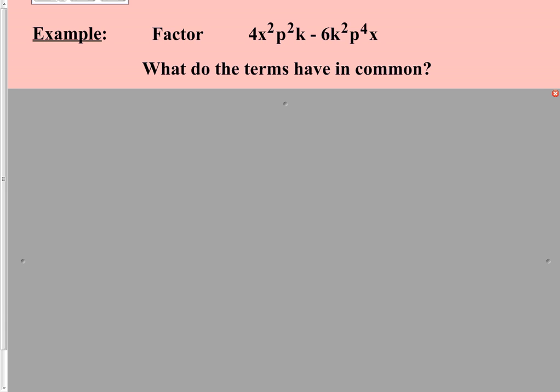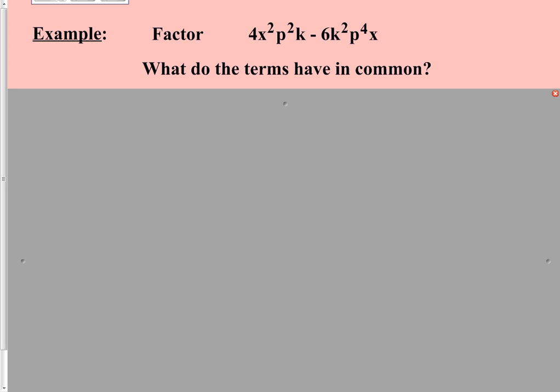Okay, start off with the coefficients. 4 and 6. Do they have a factor in common? Absolutely they do. They're going to have a 2. They can both give up a 2. Okay, now just start looking at the variables. First variable I see is an x. Are they going to have any x's they can give up? Yes, both of them have an x they can give up. Also see some p's in there. Do they have any p's they can give up? Looks like they both have 2 of them that they can get rid of.